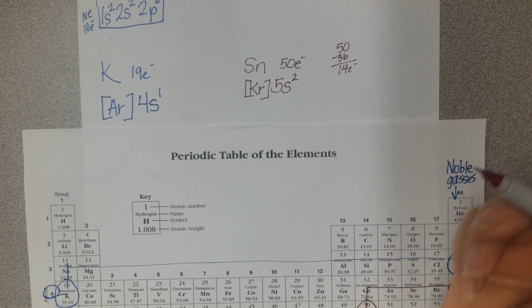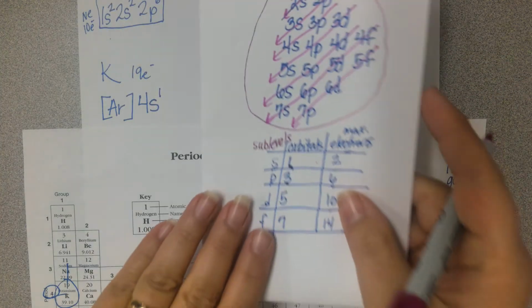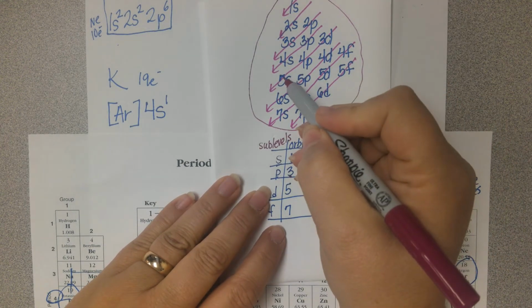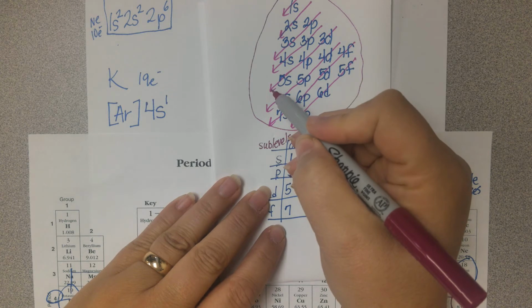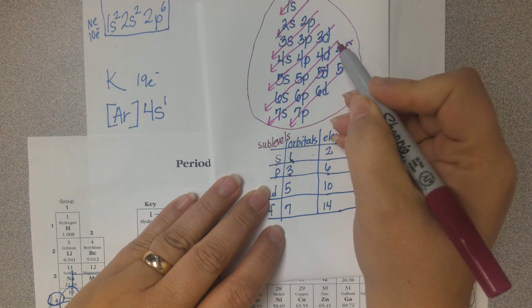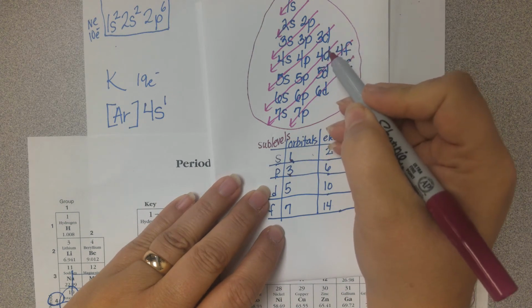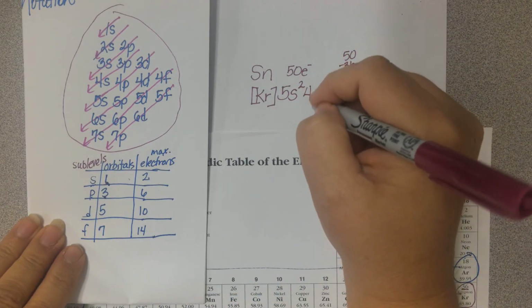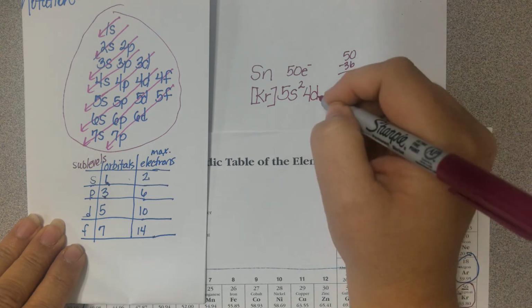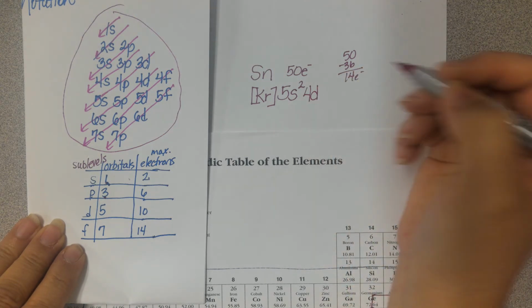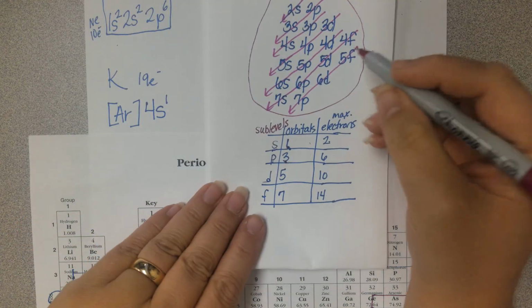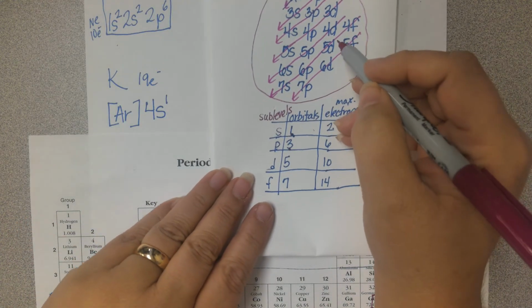So what comes after 5s? Well, we're going to have to go back to our Aufbau diagram. We're right here, 5s. That's at the end of that little road. So we're going to go to the next road, and we're going to be at 4d. So we can add the 4d sublevel next. A d sublevel has 5 orbitals, so 10 electrons. And then I still need to add a few more.